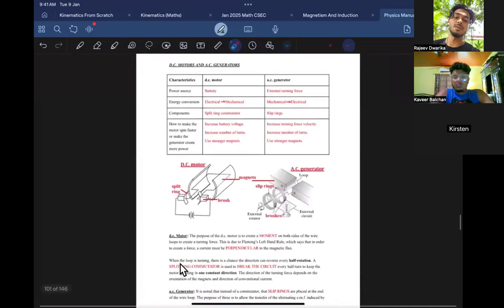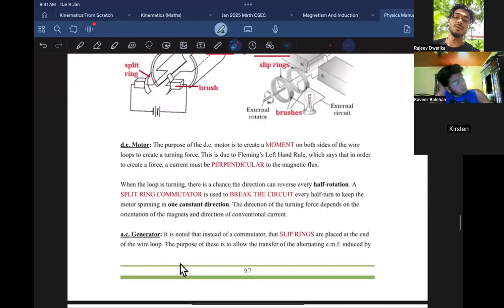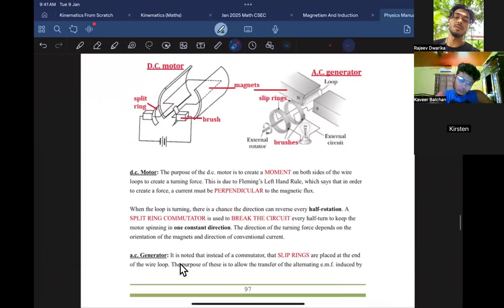If there's anything you didn't fully copy down, I'll send the notes at the end of class and you'll fix it up. Okay, right? So here, let's do this. Justin, I want you to read AC generator real quick. Read AC generator.